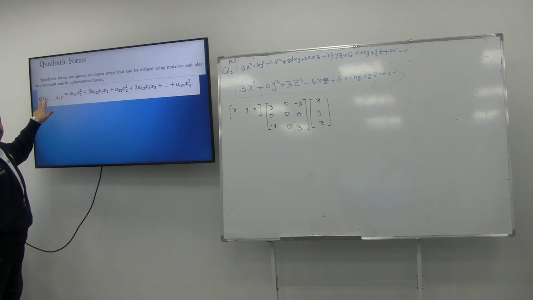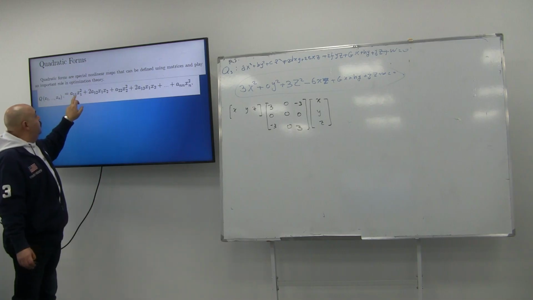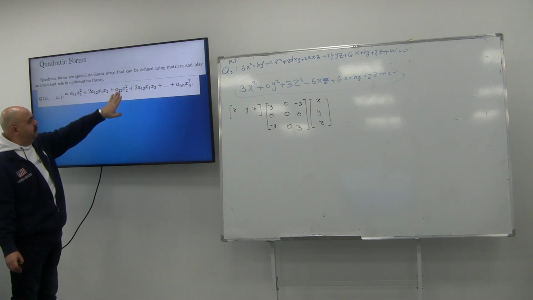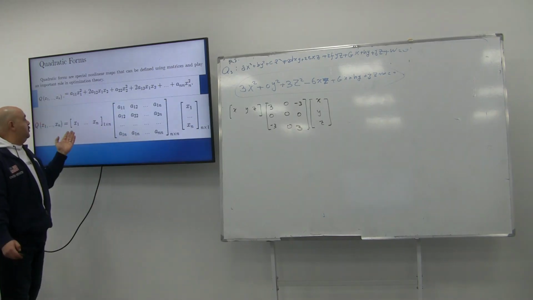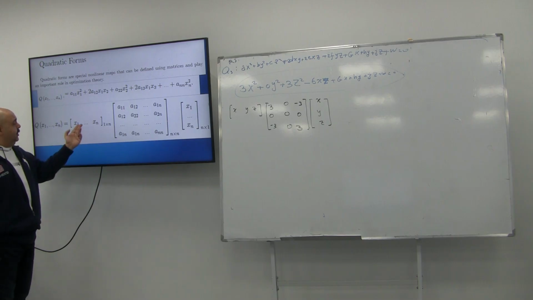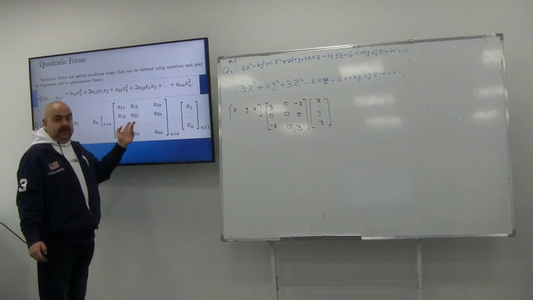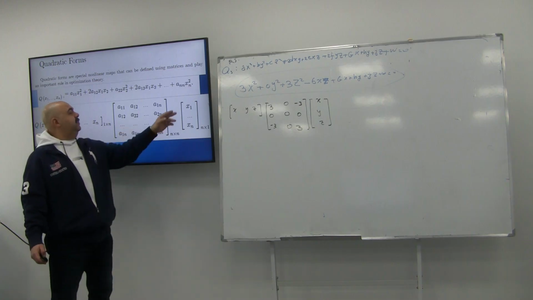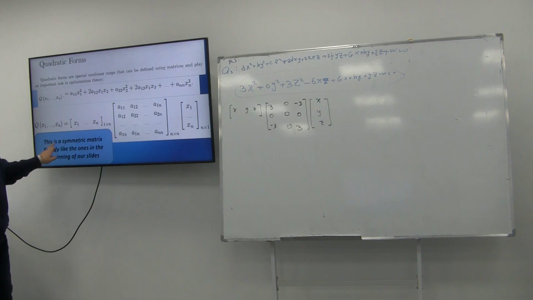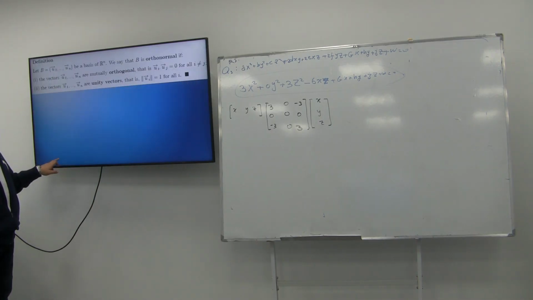So a quadratic form in x1 up to xn is going to be in the general form: x11 times x1 squared, 2 of x12 times x1 x2, and so on, which can be written as simply as this. This is the matrix x1, x2, x3, or x, y, and z. This is the symmetric matrix that we are dealing with, and this is x, y, and z, as you can see. This is a symmetric matrix, exactly like the ones at the beginning of our slides.